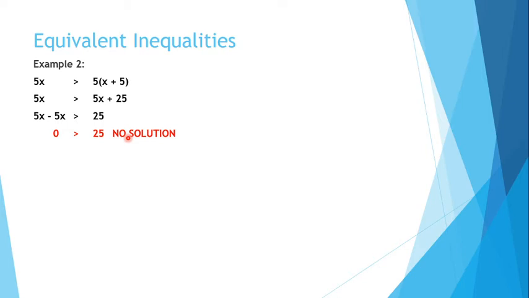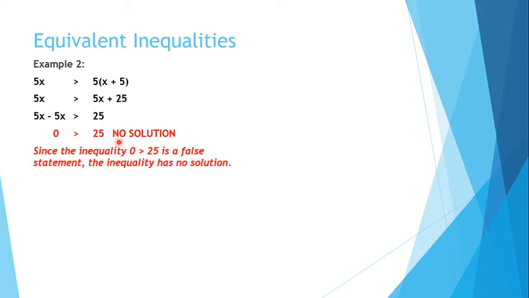This is also the case for an equation. If you solve the equation and what comes out is, let's say, 0 equals 25, as we all know, 0 is not equal to 25. So that statement is false, and it only means that it has no solution at all. So just put it there, no solution. Now, since the inequality 0 is greater than 25 is a false statement, the inequality has no solution.